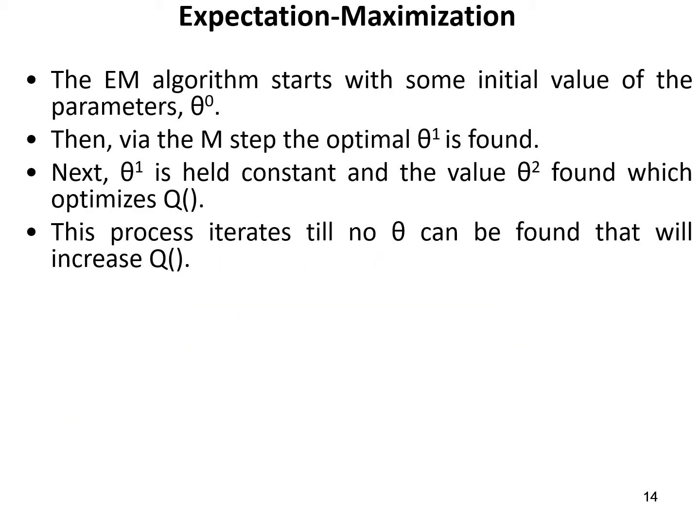The explanation is given here. The EM algorithm starts with some initial value of the parameters, theta 0. Then via the M step, the optimal theta 1 is found. Next, theta 1 is held constant and the value of theta 2 is found, which optimizes the Q function. This process is repeated until no theta can be found that will increase the Q function.